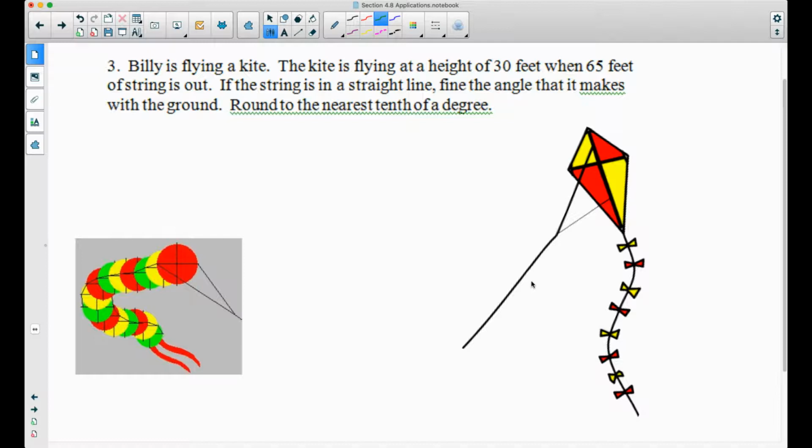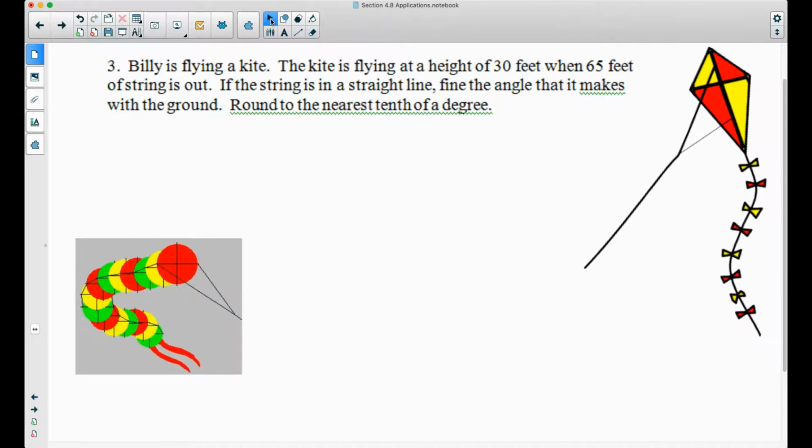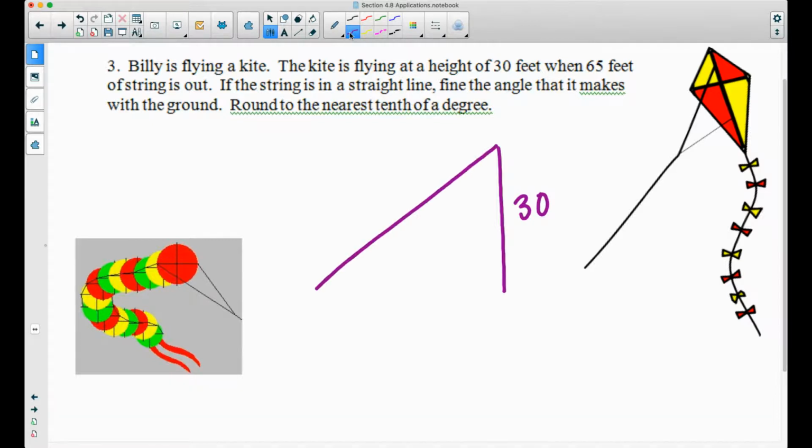All right, so like I said, the hardest part is setting up the triangle. So Billy is flying a kite. The kite is flying at the height of 30 feet when 65 feet of the string is out. The string is in a straight line. Find the angle that it makes with the ground. So we're solving for theta.